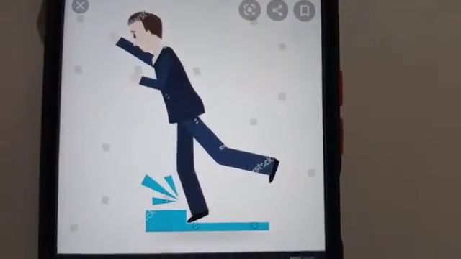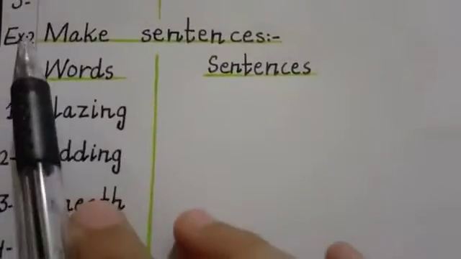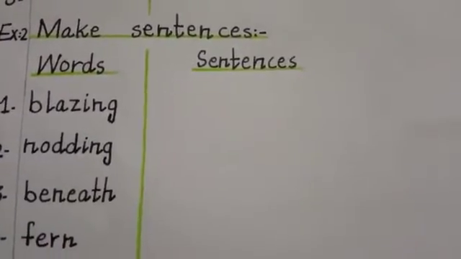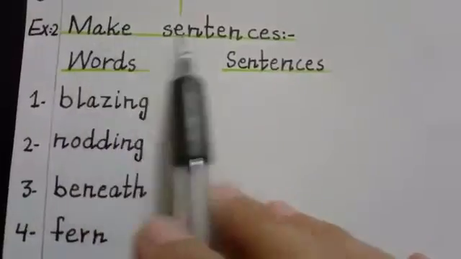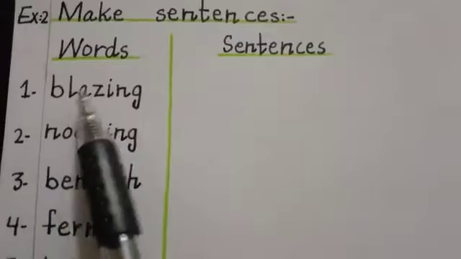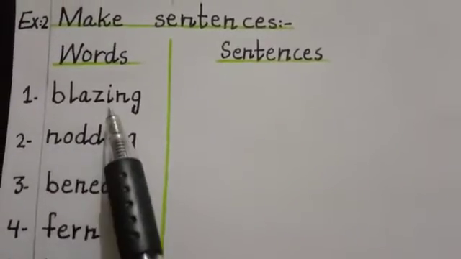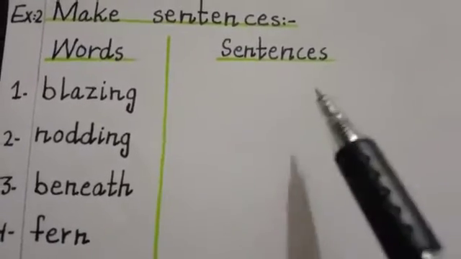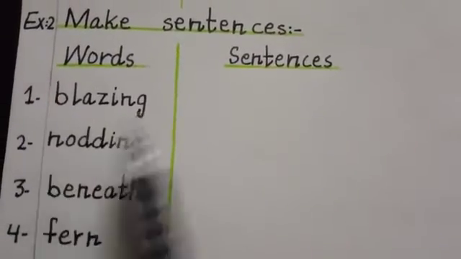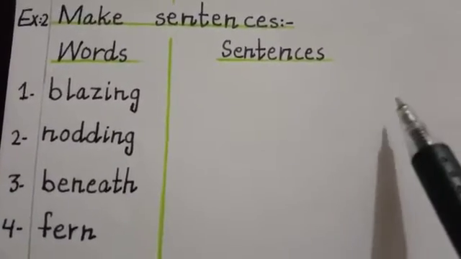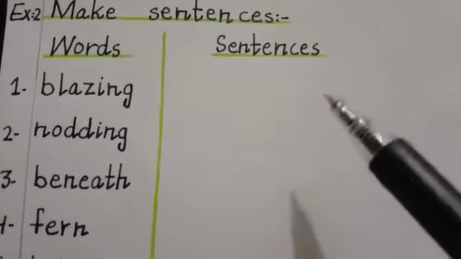He is tripping. After writing your words meaning, you will mention exercise number 2, make sentences. You have to underline your question, put hyphens, then word and sentences. You will underline your question and word sentences. Then you will write the first word for your sentences, that is blazing. Blazing means burning. You have to make a sentence here by your choice. For example, I am making a sentence of blazing: the sun was blazing. Okay, you can make any other sentence.